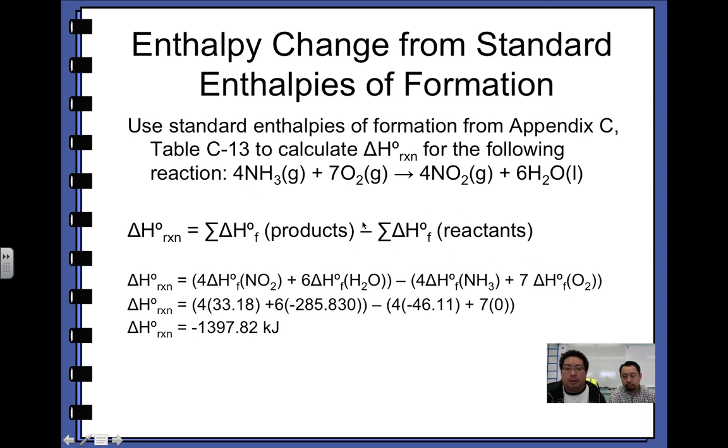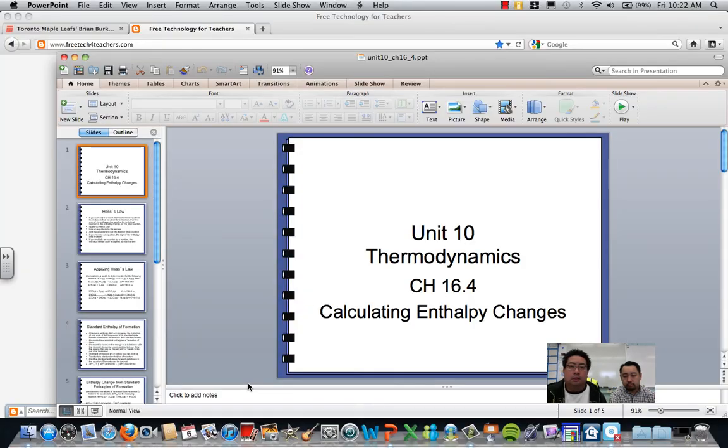One thing to keep in mind here, guys, is that the state of matter makes a difference. So you have to keep in mind what the state of matter is when you look up these values. Notice how oxygen is 0, just like we said, because it's an element. These are the numbers for our NO2 and water, and this is our NH3. When we multiply, add up, and then subtract, we end up with this many kilojoules. So now we know that this is an endothermic reaction. That's it.